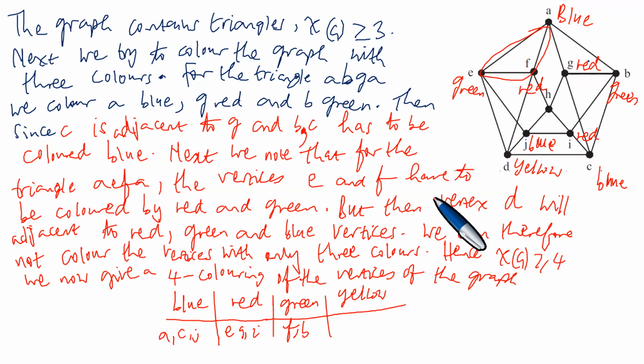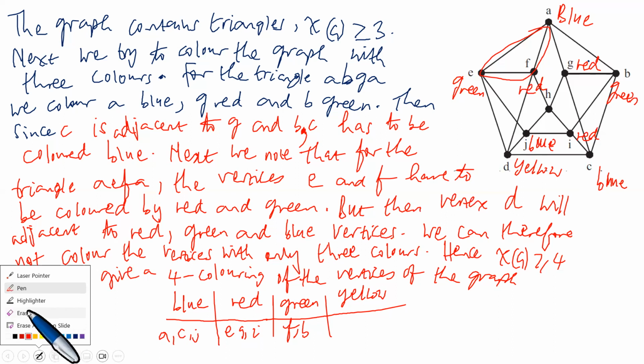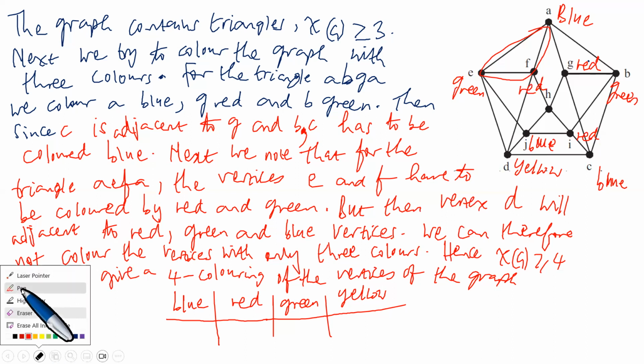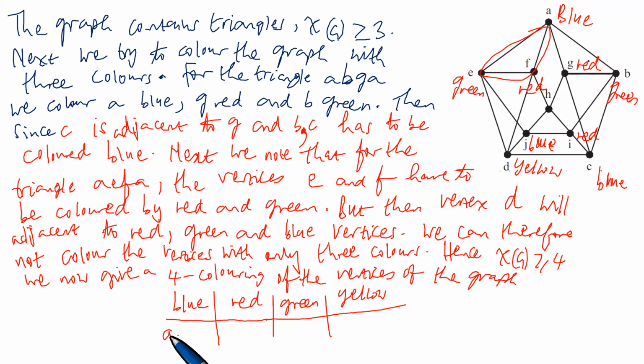Okay, then we come back here. Let me just make sure that we organize the colors well here in the table, because you must write this table of the colors to indicate which vertex is what. Right, so you have A is blue from the diagram, so we put it here from the graph.